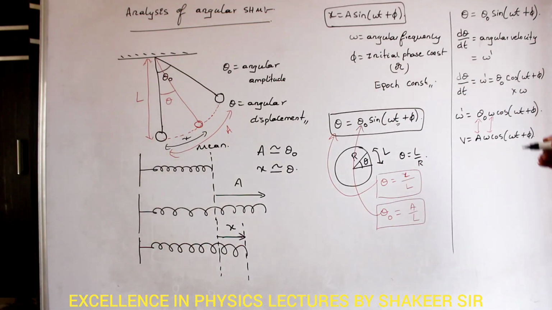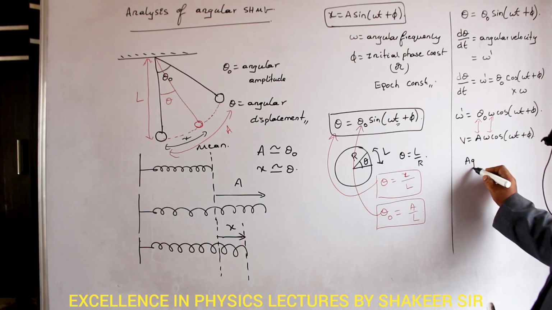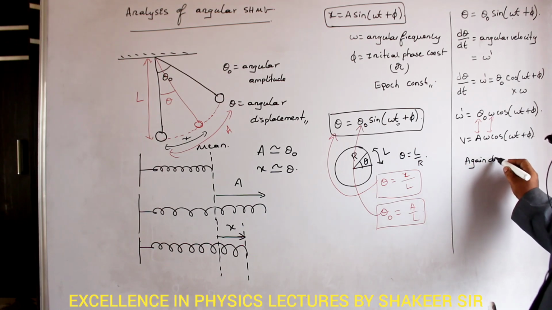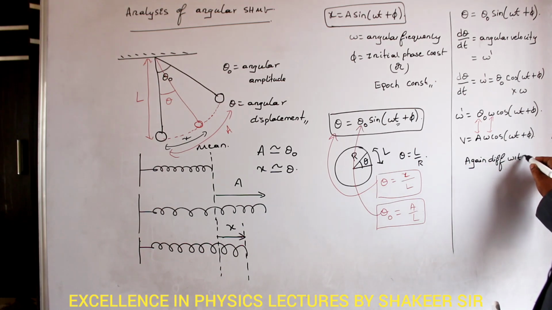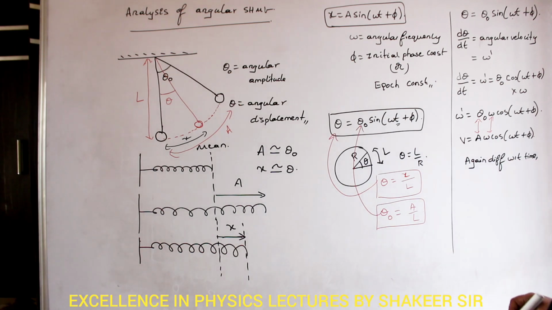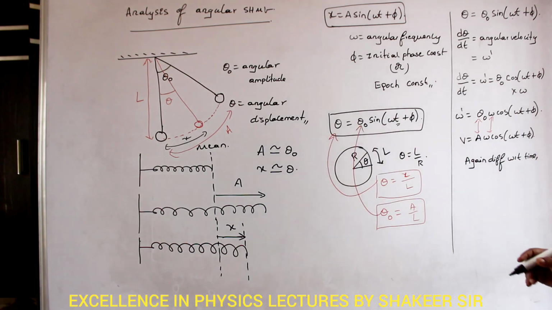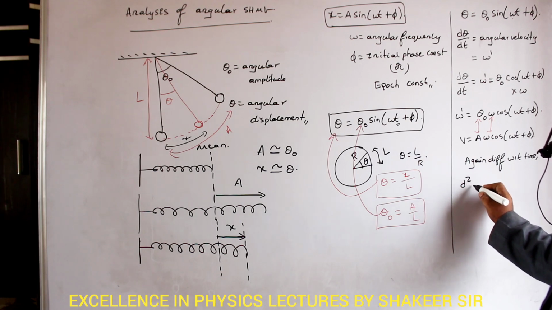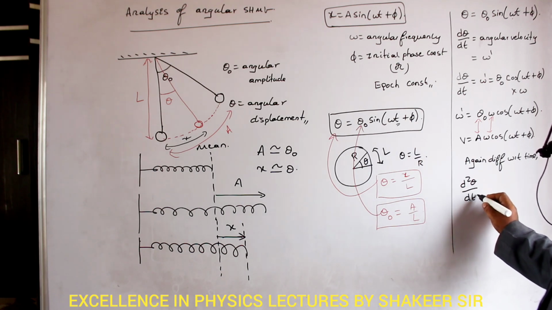Now what I will do is again differentiate this one with respect to time. Already we have differentiated one time with respect to time; now the second time also we are differentiating. Then what is the relation I will get? I will get d square theta divided by dt square.